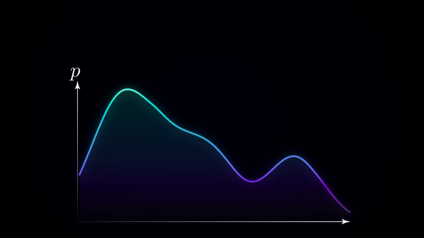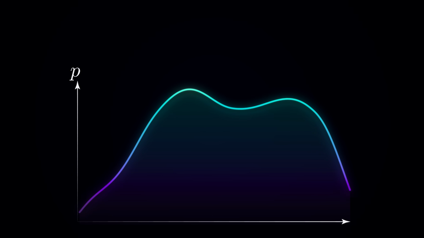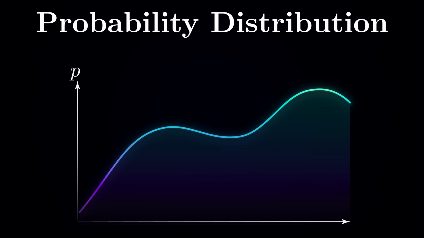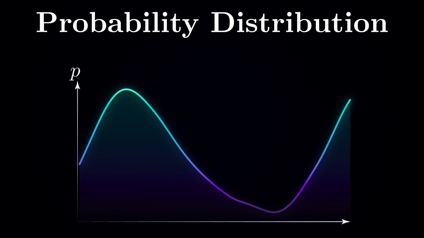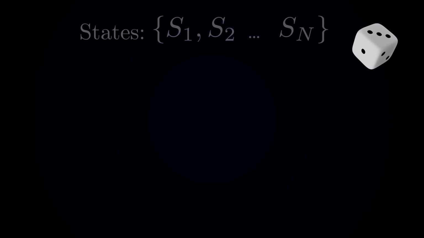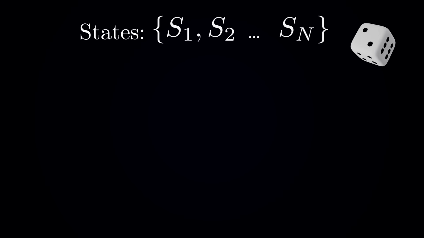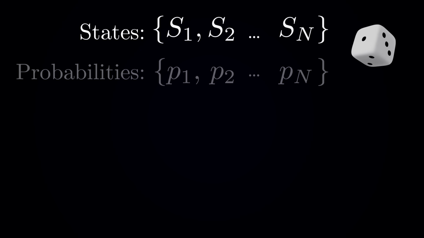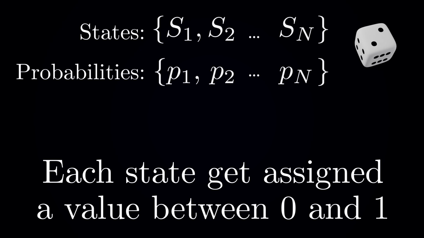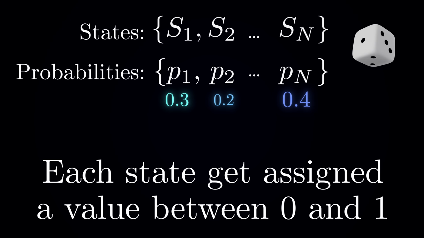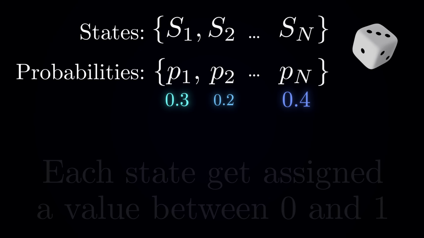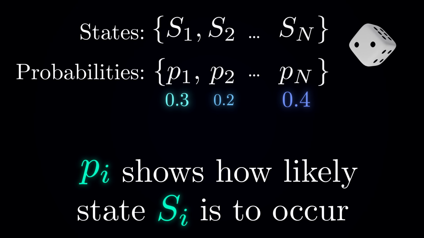The most fundamental concept in our today's discussion is the notion of a probability distribution. In general, we deal with an abstract set of possible states, and to each of those states, we assign a positive number between 0 and 1. This number reflects our degree of belief in how likely that particular state is to occur.